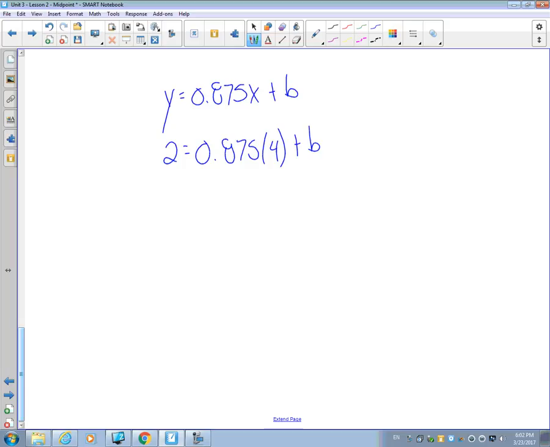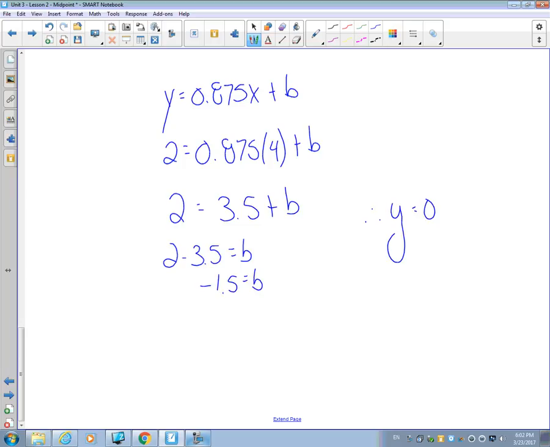Okay, we're going to have to multiply this out. We'll get 3.5 plus b. So 2 minus 3.5 is b, negative 1.5 is b, and now I have my equation. y equals 0.875x minus 1.5. And what is that? That is the median from C.